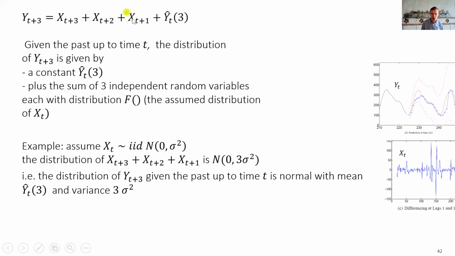This is the sum of three independent Gaussian variables. So it is also Gaussian, with a mean that's the sum of the means and a variance that's the sum of the variances. So it's a noise term with mean 0 and variance 3 times sigma squared, which in other terms can be expressed as saying the distribution of y t plus 3, given the path up to time t, is Gaussian, with a mean this quantity, y t hat of 3, and variance 3 sigma square.